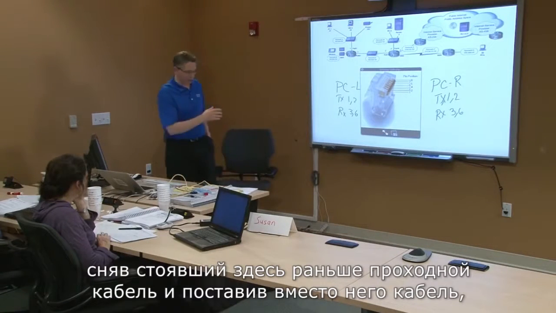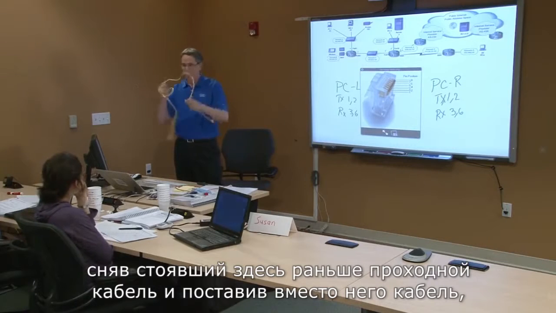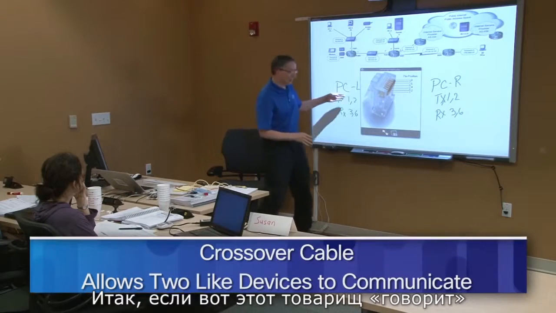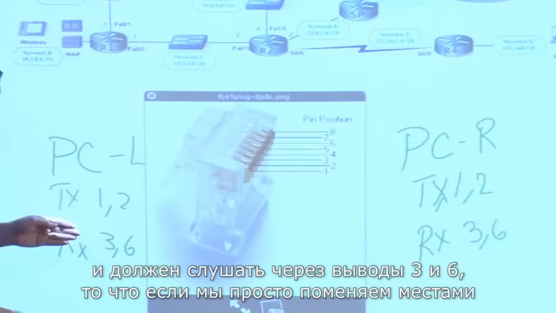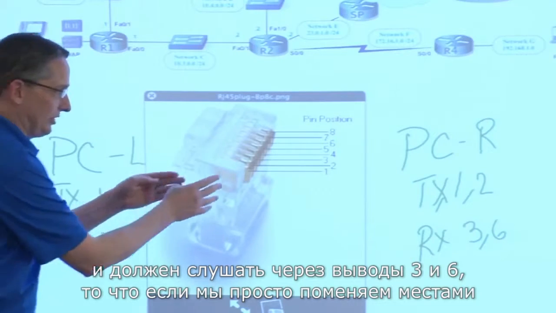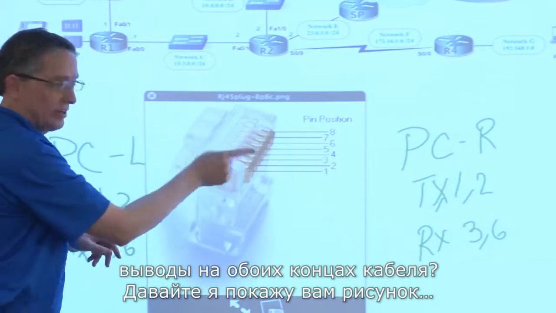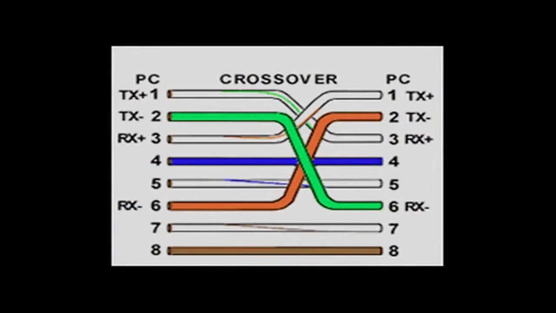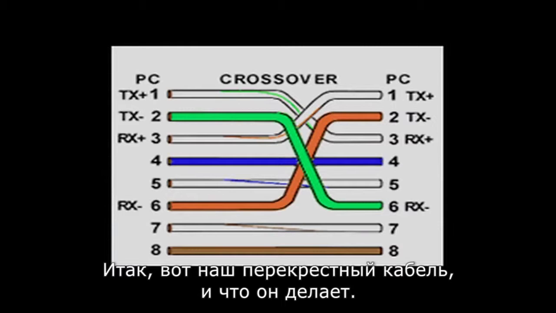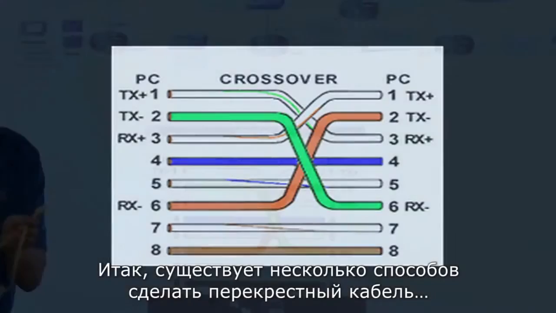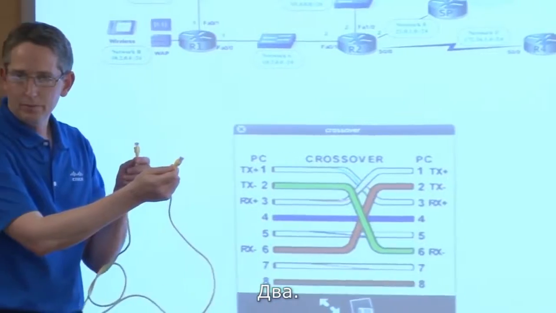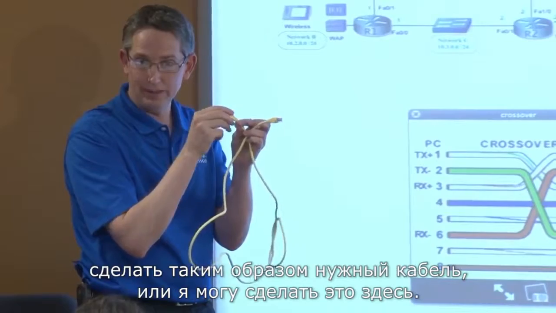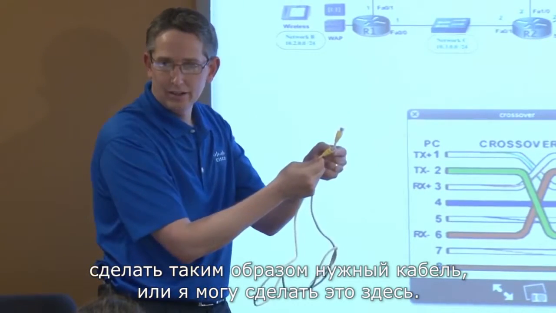We do that by removing the straight through cable and putting in something called a crossover cable. So if this guy's talking on 1 and 2 and expecting to listen on 3 and 6, what would happen if we just swapped the pins on either end of the cable? Let me show you that graphic. So here's our crossover cable. Now, a crossover cable can be done in a couple ways. How many ends do I have to this cable? 2. So I could make the modifications at this end when I crimp it down, or I could make it here.